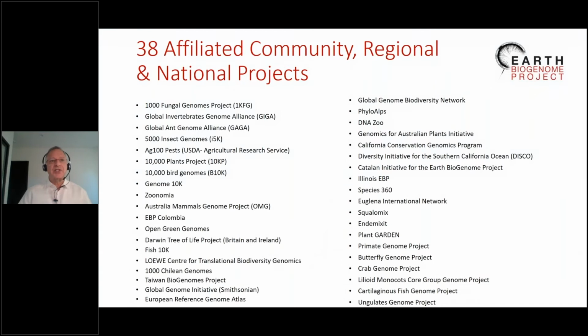Now, as I mentioned, there are 38 affiliated community, regional, and national projects that are aligned to the EBP. These are all aligned to the basic mission of the EBP, and collectively, these projects cover all eukaryotic taxa and represent most of the large-scale global efforts in biodiversity sequencing.